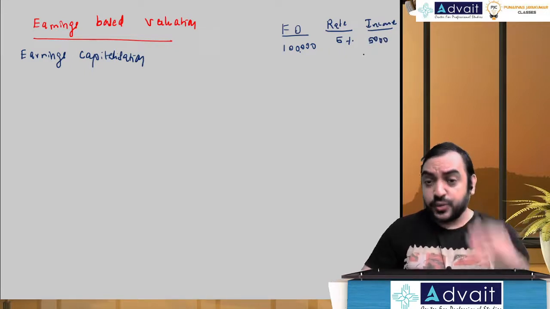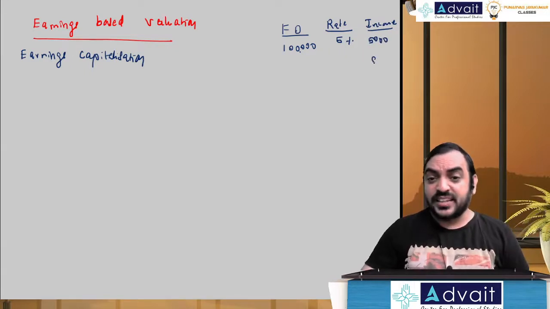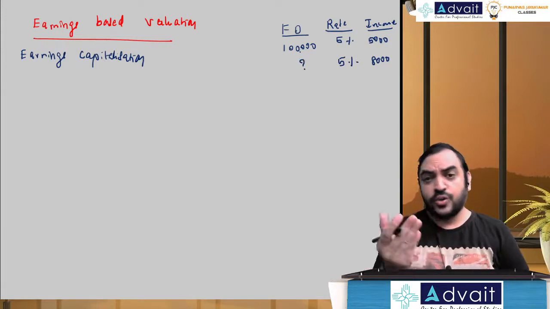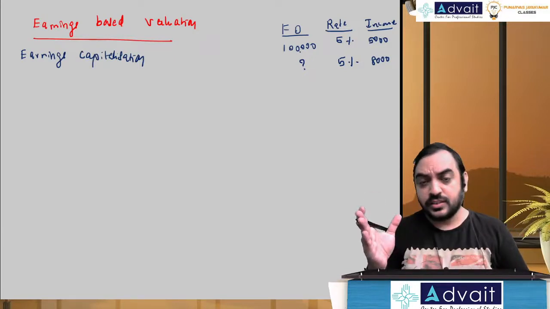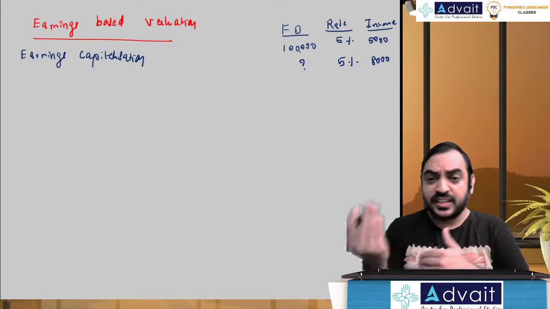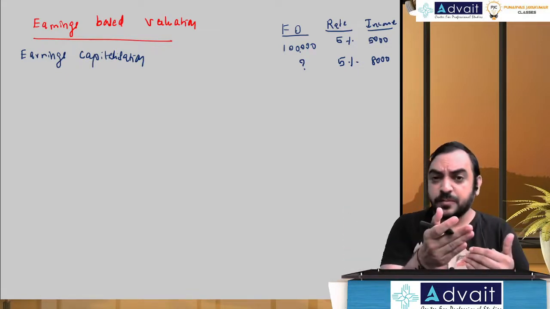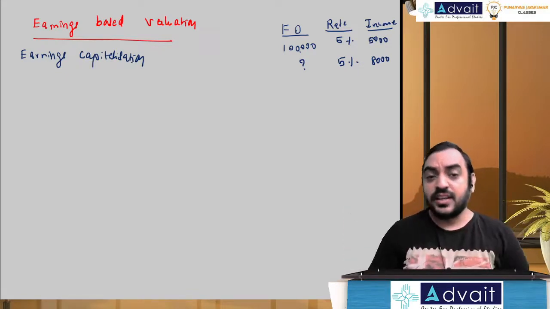Now, if I tell you, you will get an income of 8,000, same 5% interest, how much should be the value of the FD? How do you calculate? Simple mathematics. 1 lakh into 5%, you got 5,000. If I go in reverse, 8,000 divided by 5%, right? That's what is earnings capitalization.